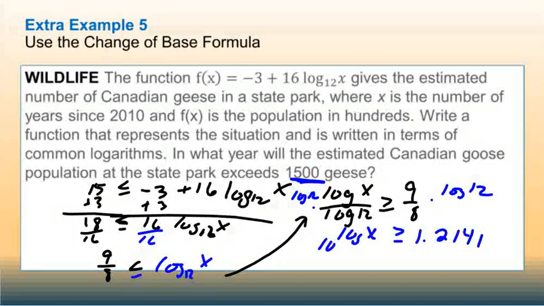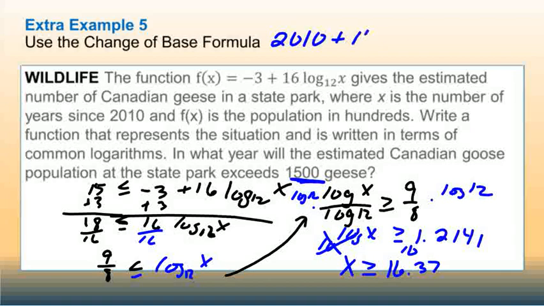Raise each of these to the 10th power. Exponentiate here, the log base 10 brings the x down. X has to be greater than or equal to 10 to the 1.214 power. So 10 raised to the 1.214 power gives us 16.37, so roughly 16 years. So we have to do 16 years after 2010. 2010 plus 16 years would be roughly 2026.